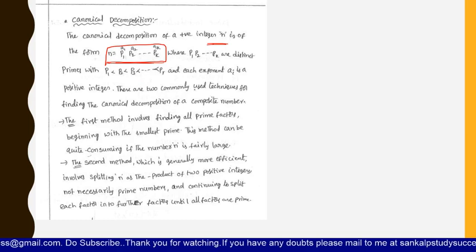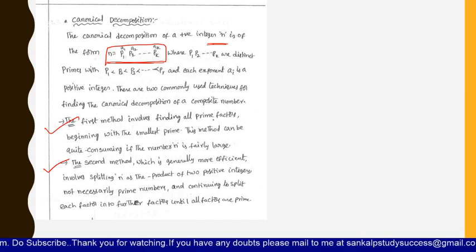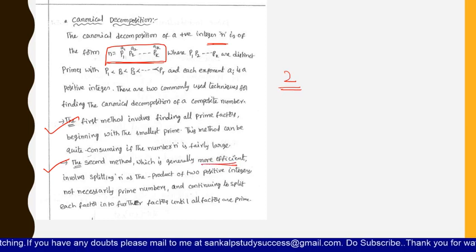You can solve this canonical decomposition in two different methods. The first method involves finding all the prime factors beginning with the smallest prime. What is the smallest prime? Beginning with 2, you can find all the prime factors of the given number. That is the first method. And what is the second method, which is the more efficient method?